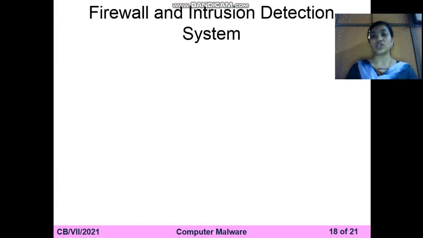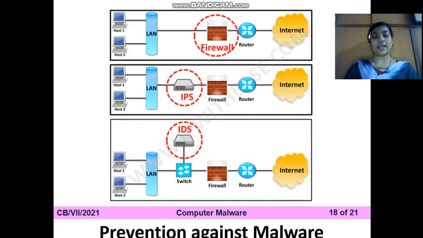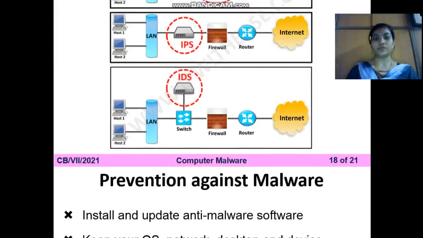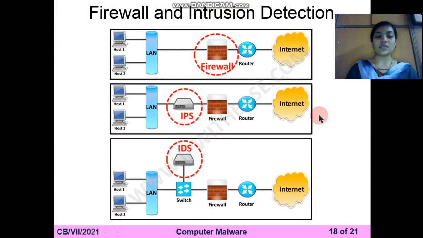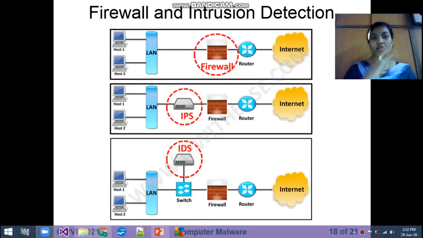Then firewall and intrusion detection system. What are the firewall and detection system? It is used to monitor the network activity and detect as well as block any kind of suspicious activity. Okay, this is by default in your computer. Okay, sorry for the interruption again. Firewall is one of the things that will be by default in your computer.